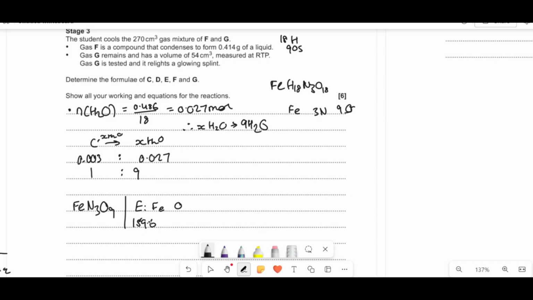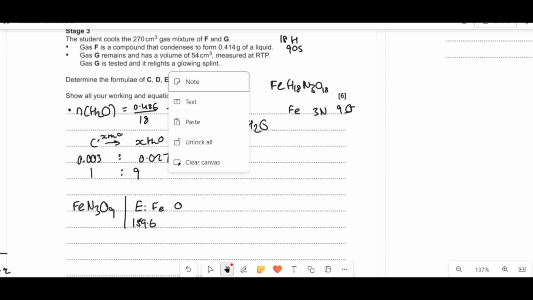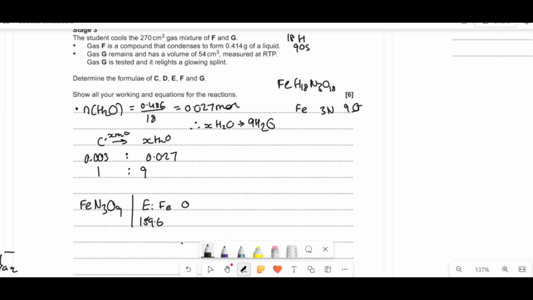I need to divvy this up to figure out which combination of Fe and O gives you that MR there. So what you could just do is add up multiples and see what happens. It's either going to be Fe2+ or Fe3+, right? So that's either going to be FeO or Fe2O3. Work out the MR of both of them, and if we do that, the MR of Fe2O3 is that. So actually, we've now got what E is. E is going to be Fe2O3, right?